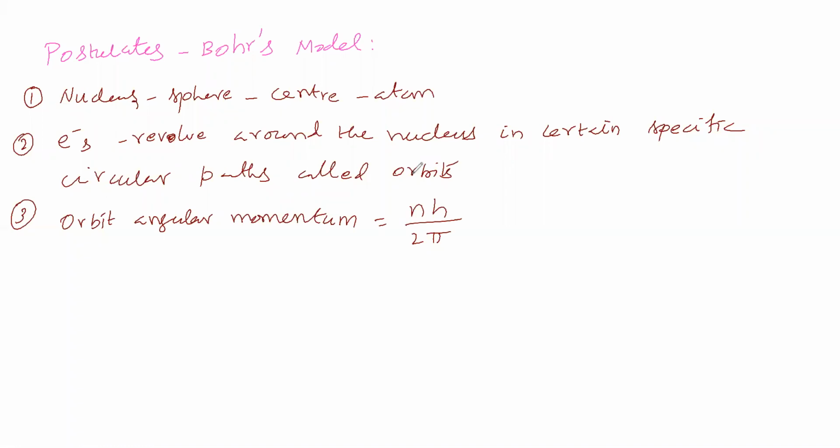Which orbit is possible? For that, what he is saying means the angular momentum of the possible orbit is nh by 2 pi, where n is equal to a whole number 1, 2, 3, etc. So n is a positive integer.